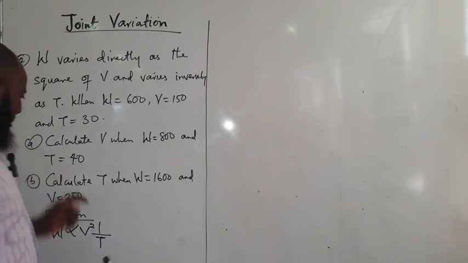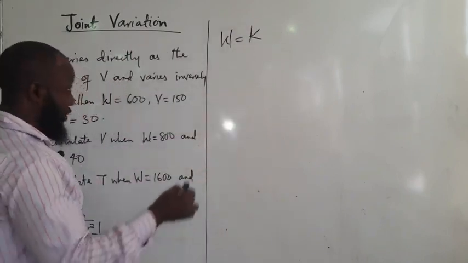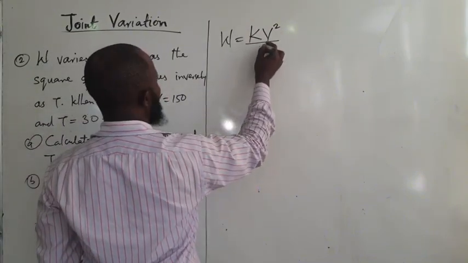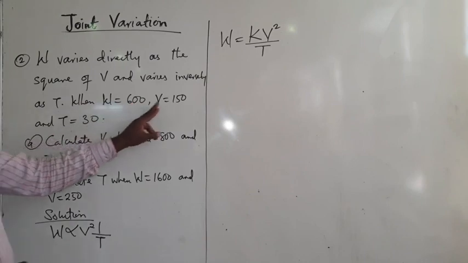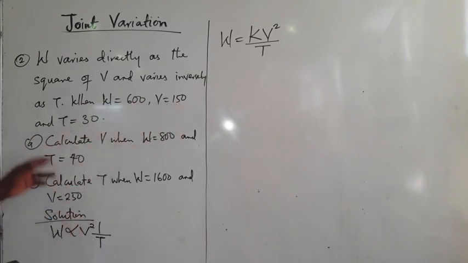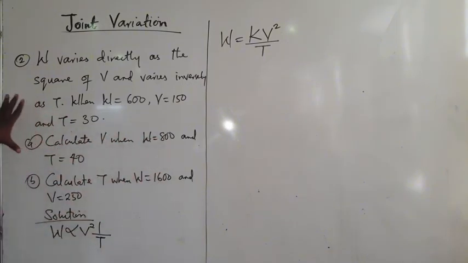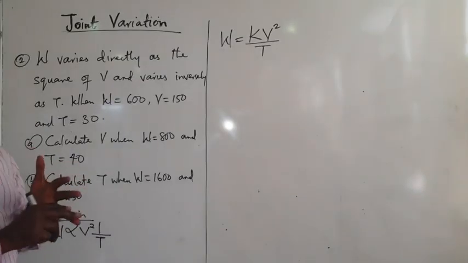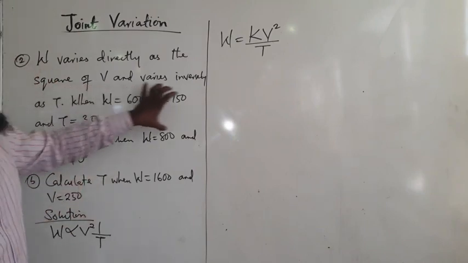Now, let's change this to W equals K V squared divided by T. Now, if you look at this question, calculate: when W is 600, V is equal to 150, and T is equal to 30. The next one is calculate V when W is 800 and T is equal to 40. You can see in this question, they don't ask you to find the constant or the formula connecting the variables. But you must do those things first before you can do this one. So that is the essence of this first statement here.